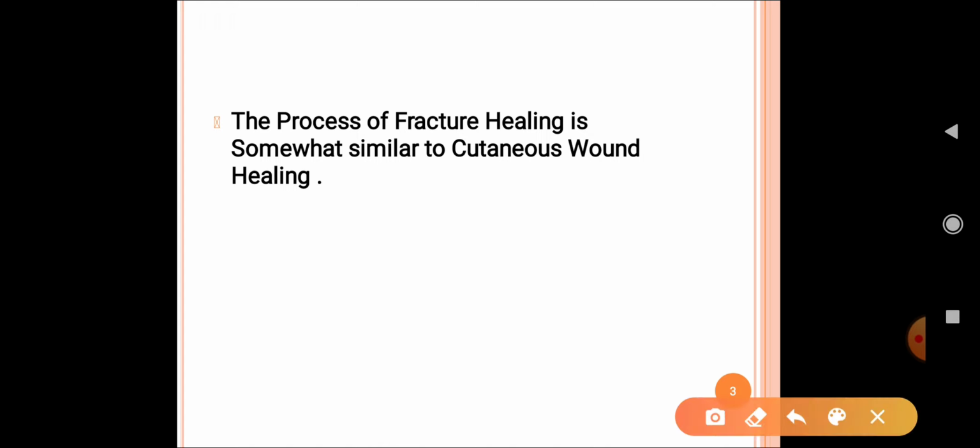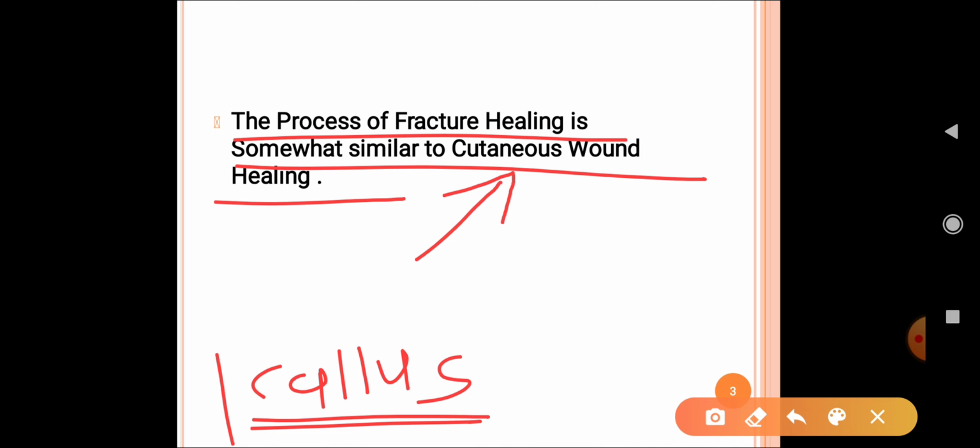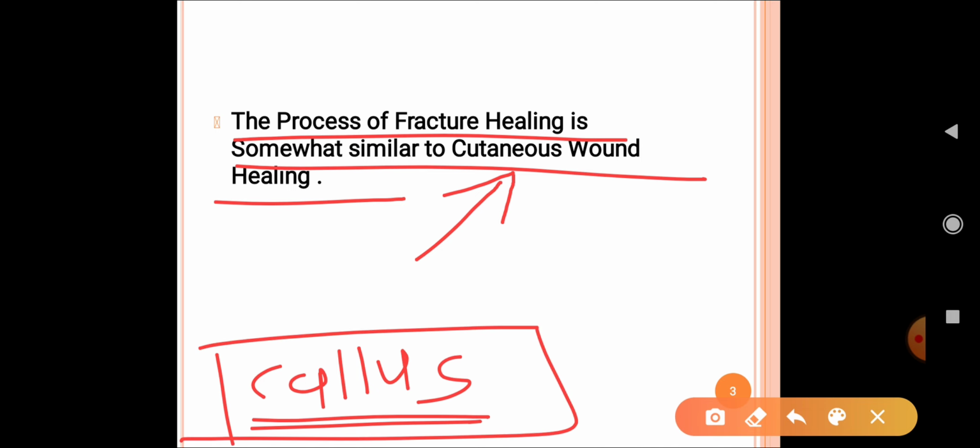The process of fracture healing is somewhat similar to that of cutaneous wound healing. That's why I recommend you see the video regarding the healing of the cutaneous wound first, before seeing this particular topic. The main basic difference in the healing of the fractured bone is the callus formation. This callus means bone formation, usually not seen in cutaneous wound healing. In this major way, these two mechanisms can be differentiated.